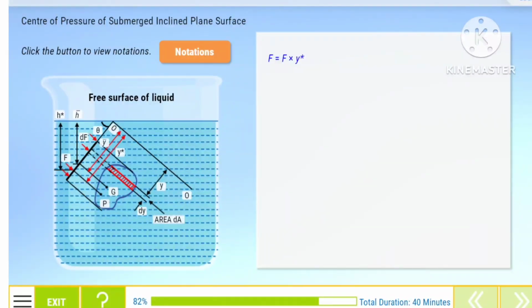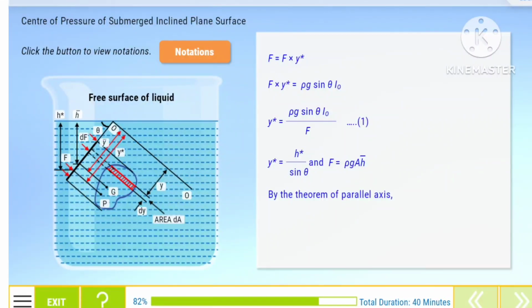Equating the two values, we have F into y star is equal to rho g sine theta I naught. Alternatively, y star is equal to rho g sine theta I naught the whole divided by F. Equation 1. Now, y star is equal to h star divided by sine theta and F is equal to rho g A h bar. By the theorem of parallel axis, the value of I naught is equal to Ig plus A y bar squared.